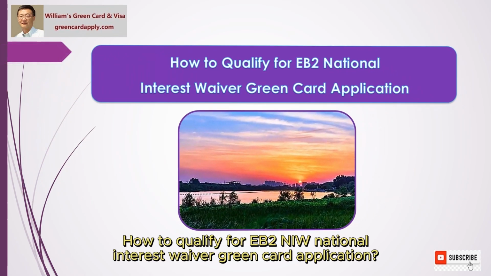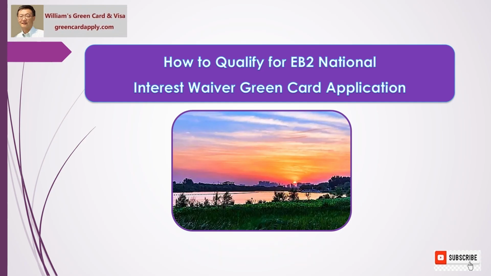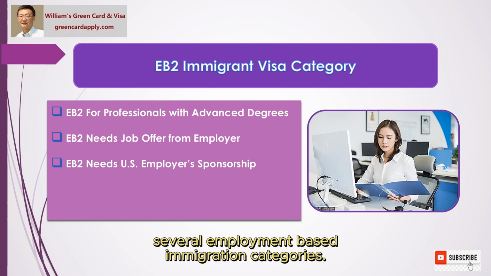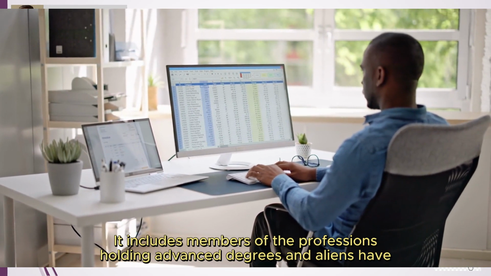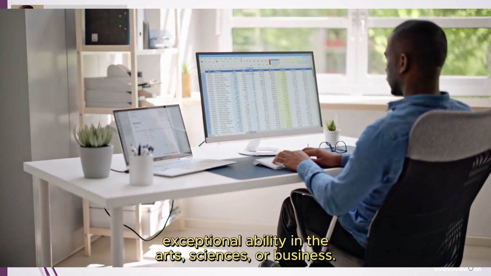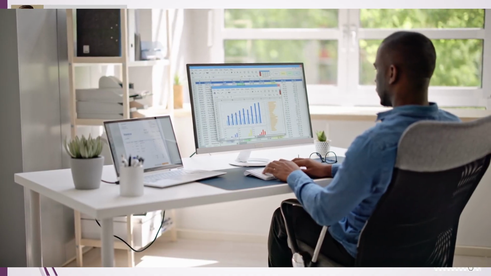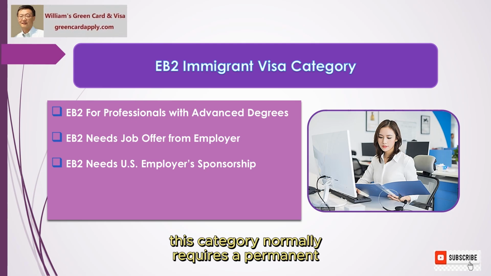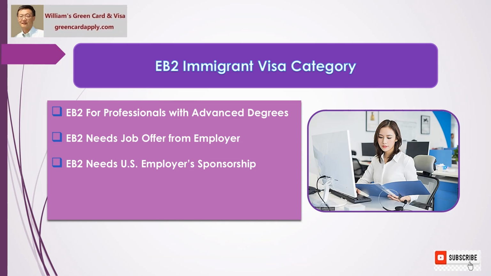How to qualify for the EB2 National Interest Waiver Green Card application. The Immigration Act of 1990 created several employment-based immigration categories. It includes members of the professions holding advanced degrees and aliens of exceptional ability in the arts, sciences, or business. Popularly referred to as EB2, this category normally requires a permanent job offer and an approved labor certification.